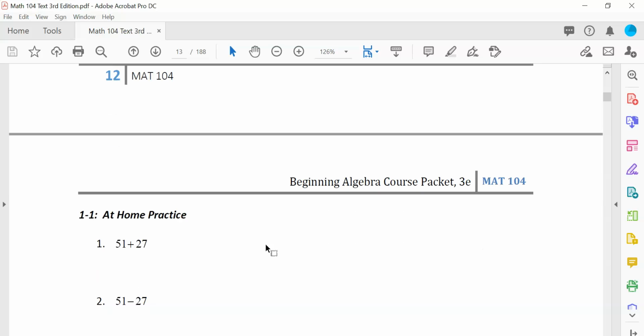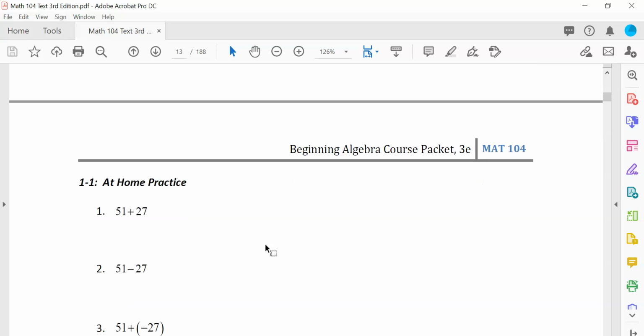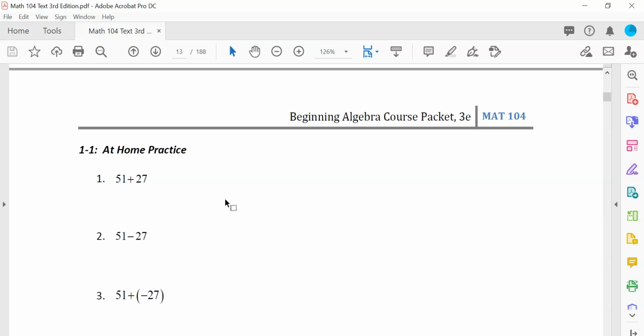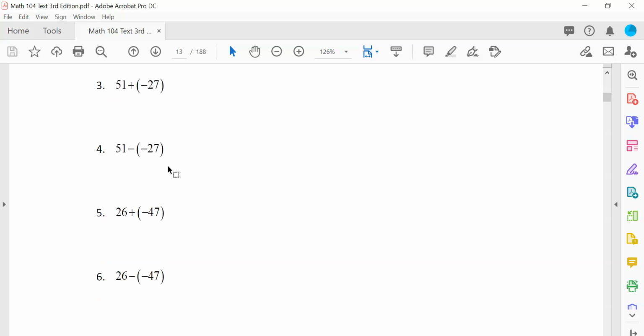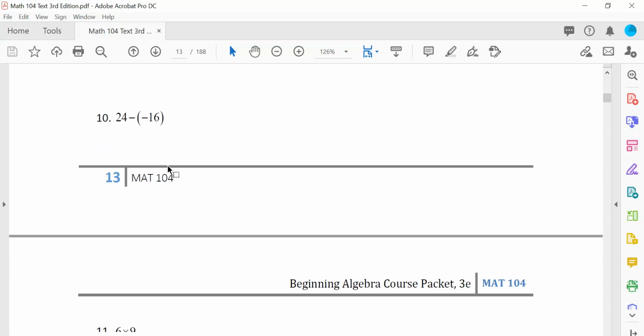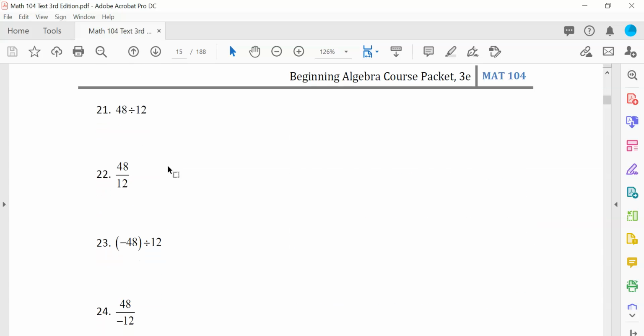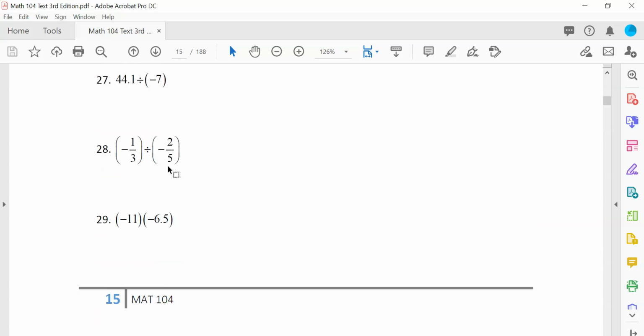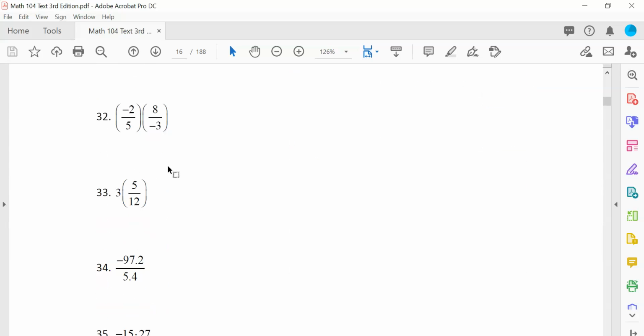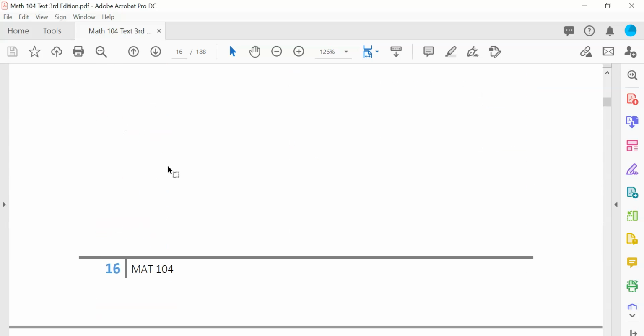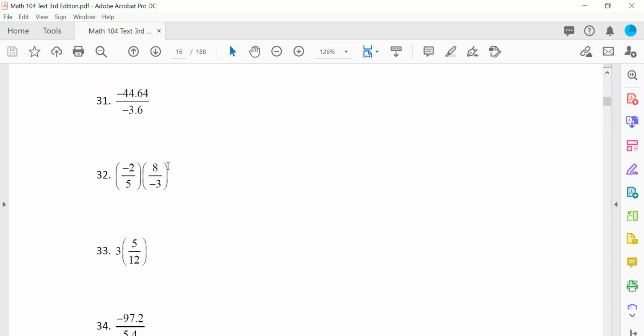Now, the only other thing I wanted to mention in section 1.1 was that at the end of every lesson, there are two sections. There's an at-home practice and there's a graded homework. You can see the at-home practice is fairly large. It's got a lot of questions in it. It goes through all of the different questions that we went over in that lesson. That at-home practice is a really, really good study guide for the test.